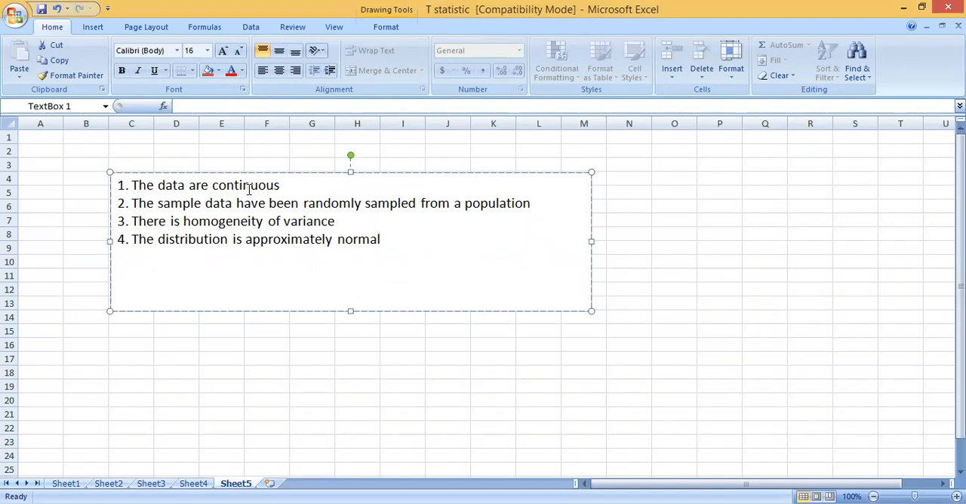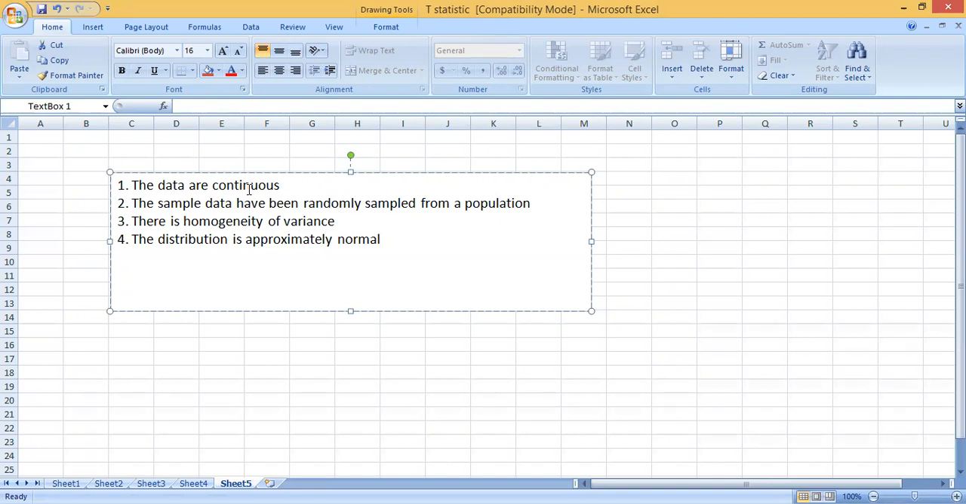For two sample t-tests, you must have independent samples. If you have two groups, one group must differ from the other group. If the samples are not independent, then a paired t-test may be appropriate.